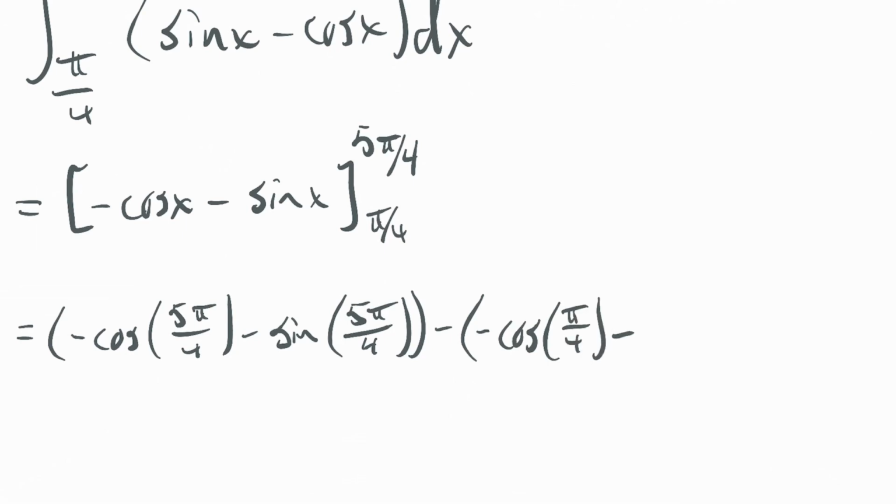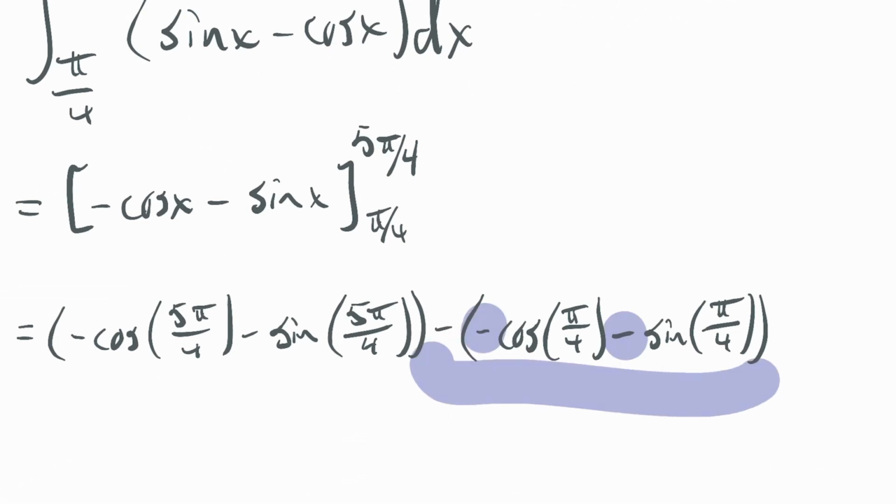minus sine of pi over 4. And of course, this minus sign here is going to cancel when I distribute it. It will cancel the other two. So really, this is all plus cosine pi over 4 plus sine pi over 4.